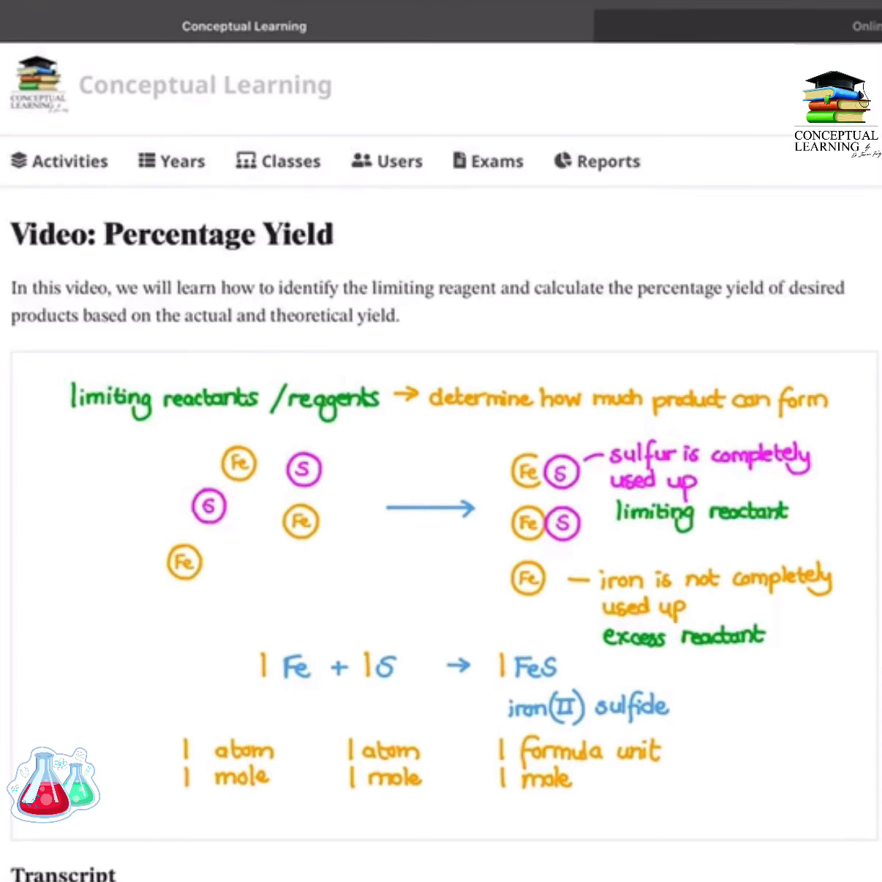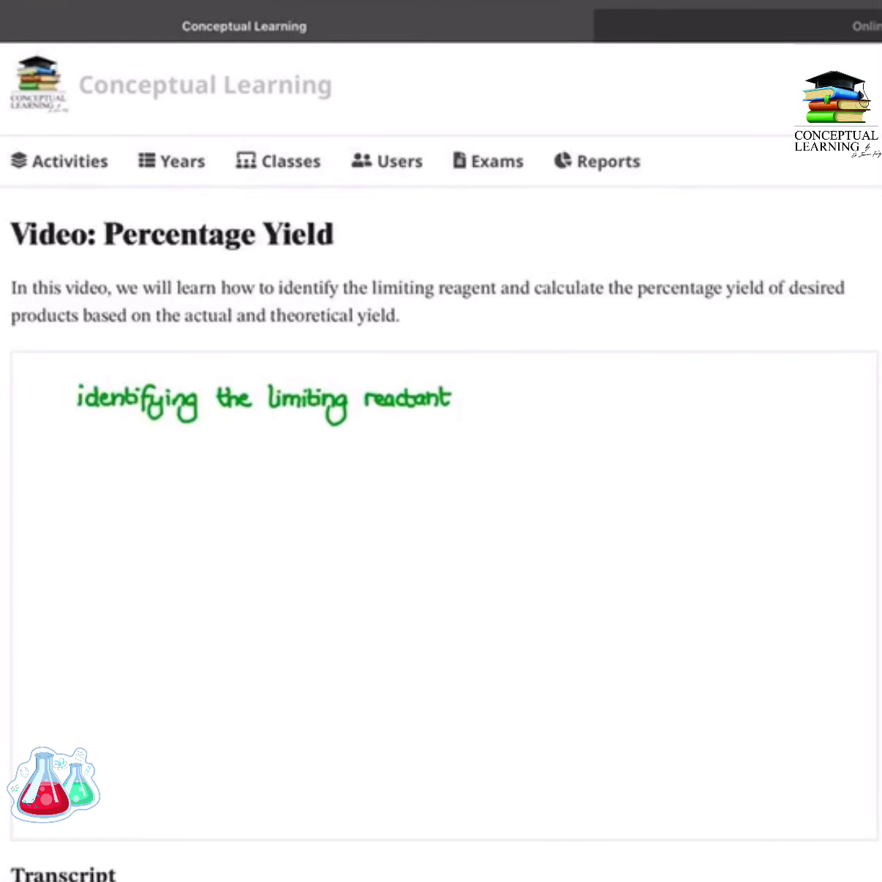It is important to identify which reactant is limiting because it is the limiting reactant which determines how much product can form. The limiting reactant in this example, sulfur, directly determined how much product iron(II) sulfide could form. In other words, the limiting reactant determines the theoretical yield. Let's have a look at how to identify which reactant is limiting.